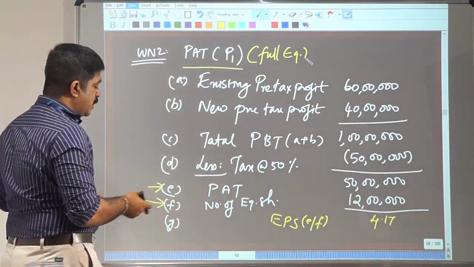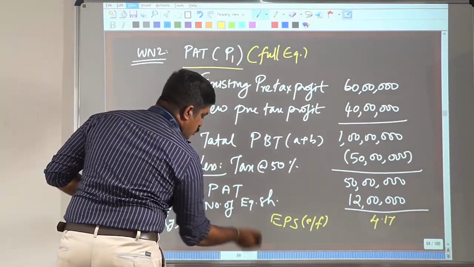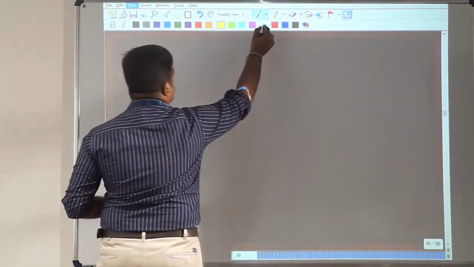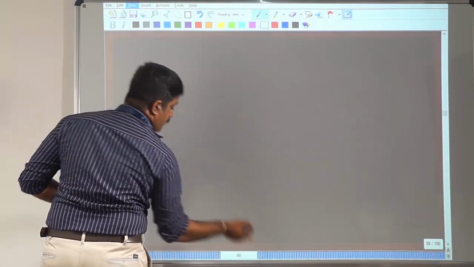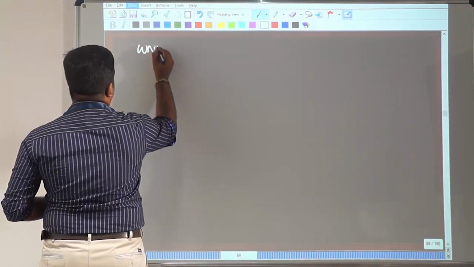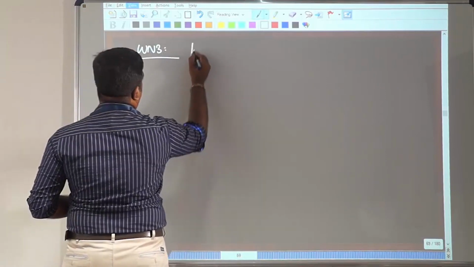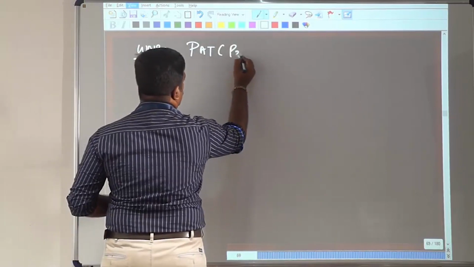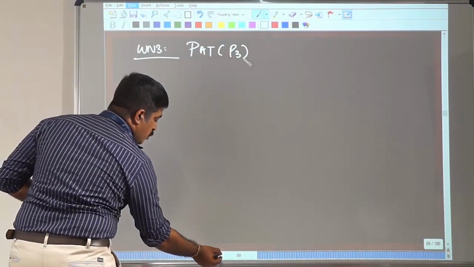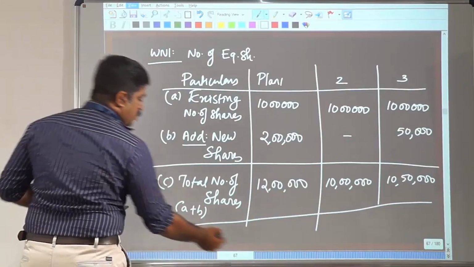Now we'll evaluate plan 2. What is plan 2? Plan 2 is full of debt, right? What's the working note number? It is working note 3. That is, you have to find out the profit after tax of plan 2, and for that you should know what is your existing profit.